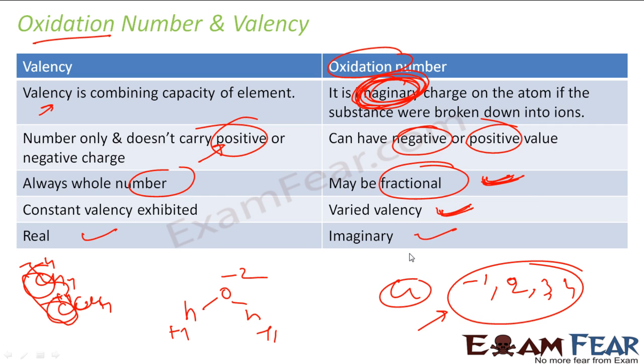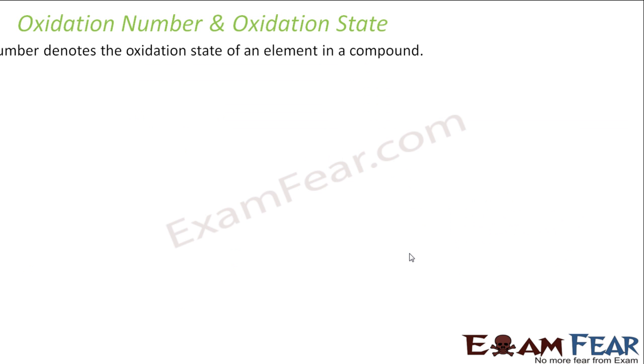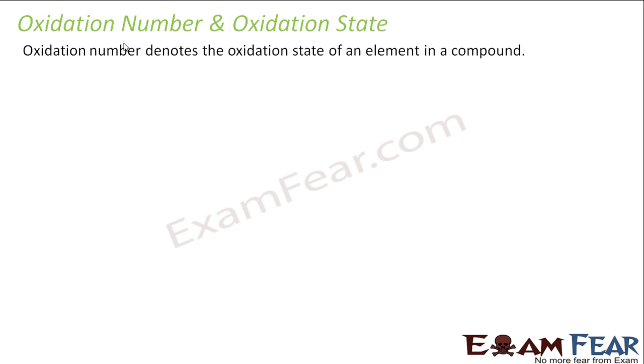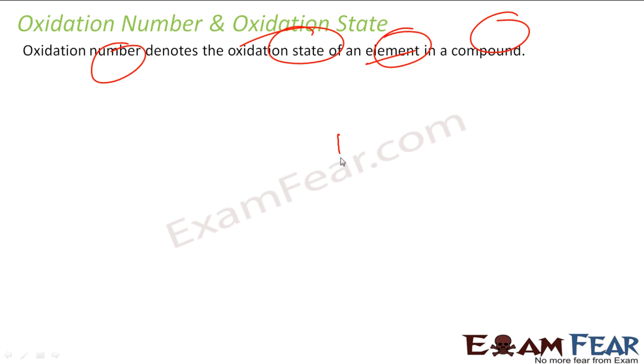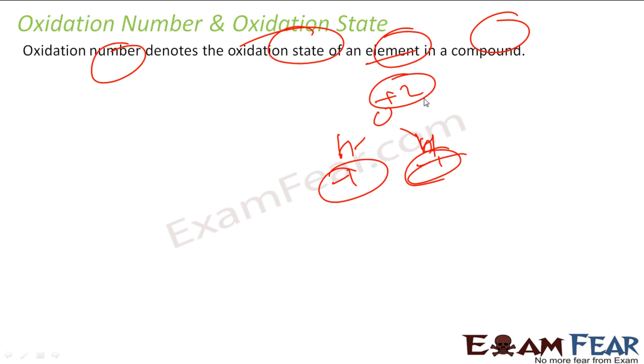But oxidation number is pretty useful. We'll see that. Oxidation state and oxidation number are almost linked. Oxidation number is nothing but the oxidation state of the element in a compound. So I have an element in a compound like water, and for each element, hydrogen and oxygen, you want to find the oxidation state. These are my oxidation numbers, the oxidation state of the element.